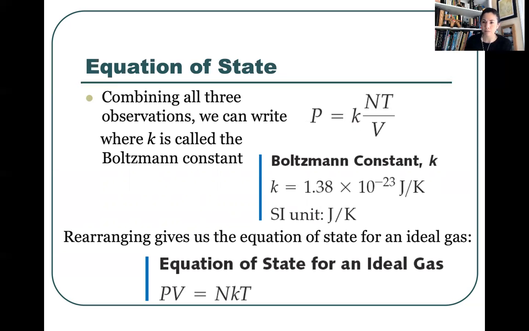So it can be arranged in different ways depending on what exactly you're trying to calculate. Most of the time you'll see it written in the form that is seen down here. So PV equals NkT. So again, k is a constant, which is called the Boltzmann constant, which is equal to this. You can see it's an extremely small number, 1.38 times 10 to the negative 23 joules per Kelvin. I would like you to notice the units here. So you can see this is given in joules per Kelvin.